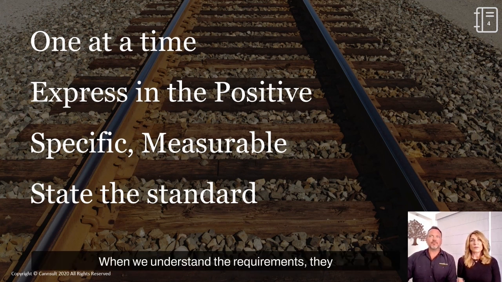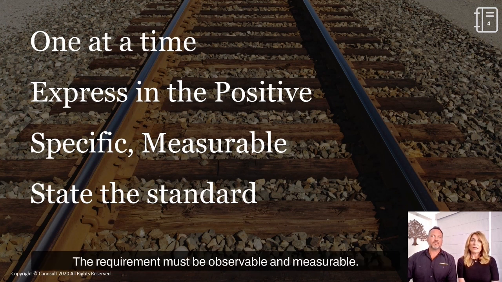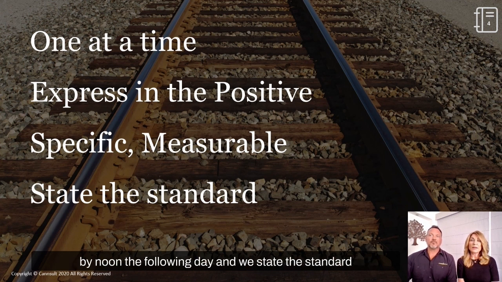When we understand the requirements, they must be stated clearly and simply. Here are a few guidelines. State one requirement at a time. Express in the positive, so we state what we'll do, not what we won't do. For example, instead of saying no reports to be sent by fax, the requirement might be all reports to be sent via email. Be specific and unambiguous. The requirement must be observable and measurable. So instead of saying respond quickly, we might say respond by noon the following day. And we state the standard to be met, not how we'll meet that standard.